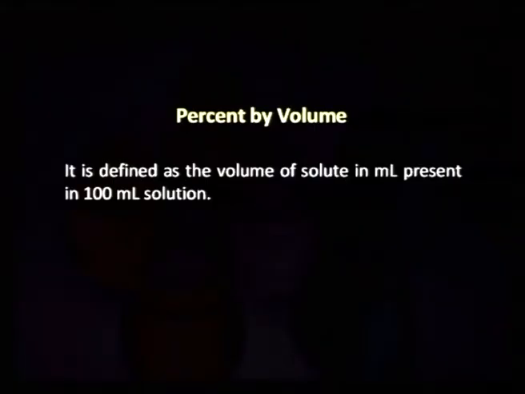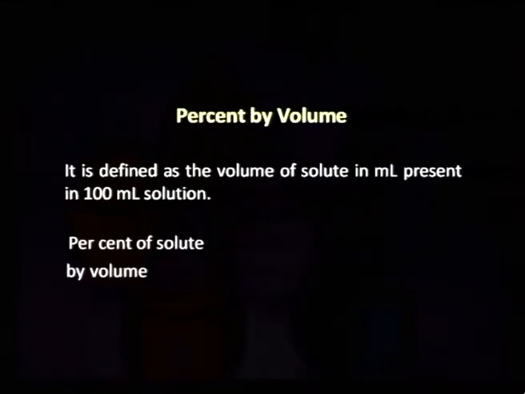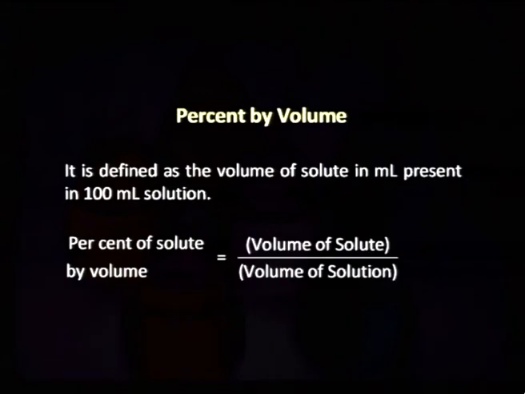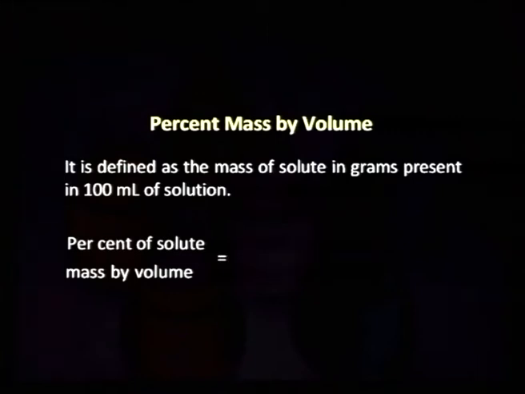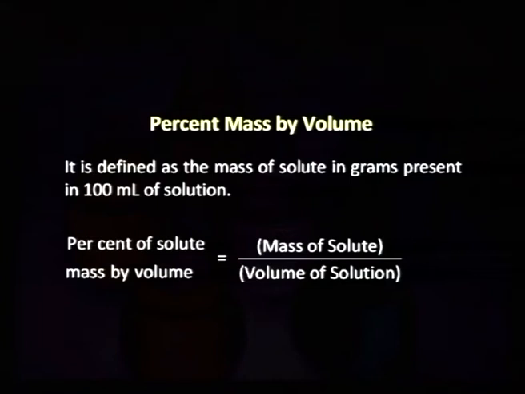Percent by volume. It is defined as the volume of solute in ml present in 100 ml of solution. Percent of solute by volume is equal to volume of solute upon volume of solution multiplied by 100. Now, what is percent mass by volume? It is defined as the mass of solute in grams present in 100 ml of solution. Percent of solute mass by volume is equal to mass of solute upon volume of solution multiplied by 100.